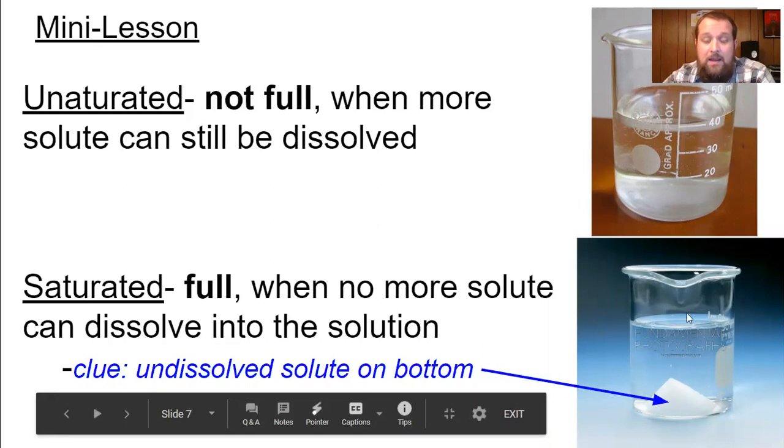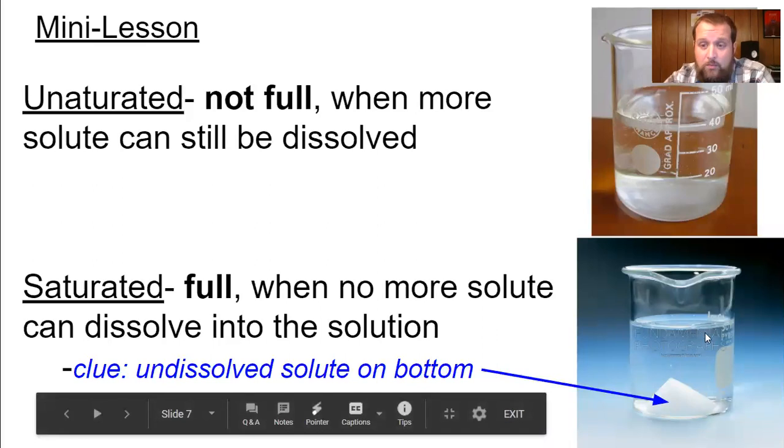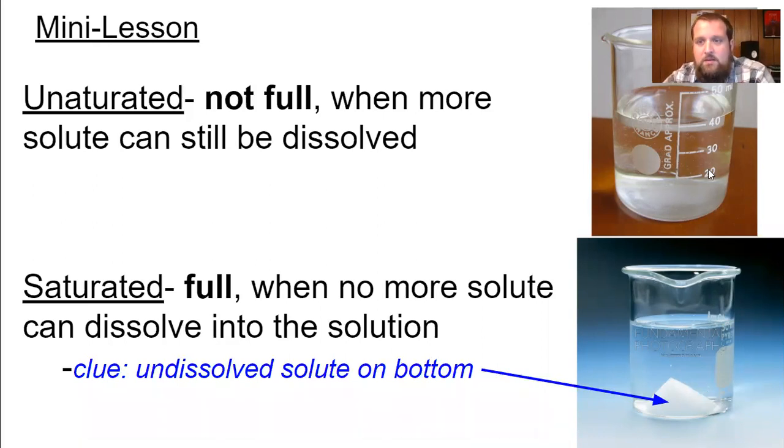And as a result, it's also heterogeneous. We have different regions with different properties. It's not uniform. Down here, you have a big old pile of salt or whatever this is at the bottom. And up here, you don't have that. It's not the same all throughout. Whereas here, whatever solute is dissolved is perfectly mixed because it's dissolved. So unsaturated, not full. Saturated is full.